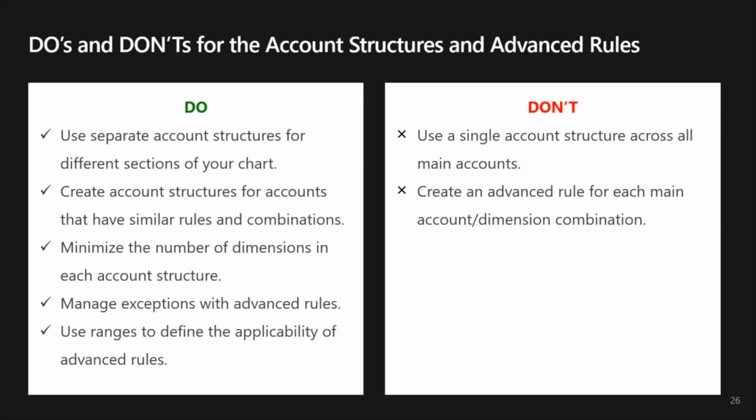So hopefully that gives you a little bit more advice in terms of how to decide. It's obviously not a one size fits all, and you have to understand your chart, your reporting requirements, and so on to figure out what makes the most sense. And those data entities that Rachel mentioned are aptly named account structure allowed values. And there's also one called advanced rule structure allowed values.